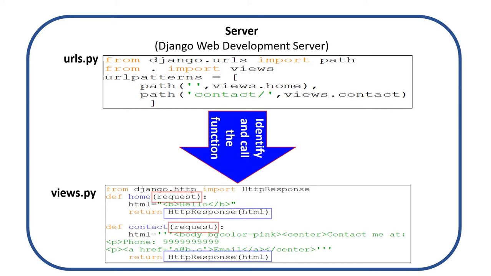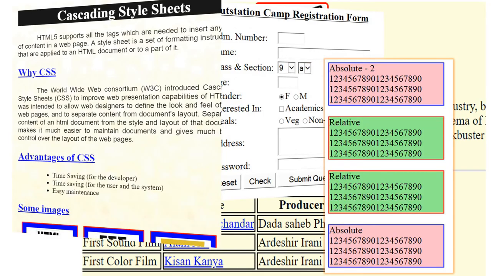Now this function, which is in views.py, receives the request as a parameter and returns the response to the browser through the HTTP response function. What we have seen in our functions in views.py till now is that the response is in the form of HTML code, which is then shown in the browser. So till this point we have seen how to write functions in views.py and how to map those functions to urls.py. Let us now move ahead.